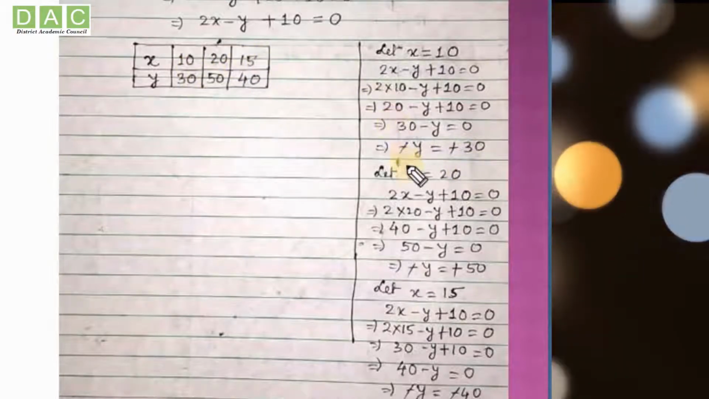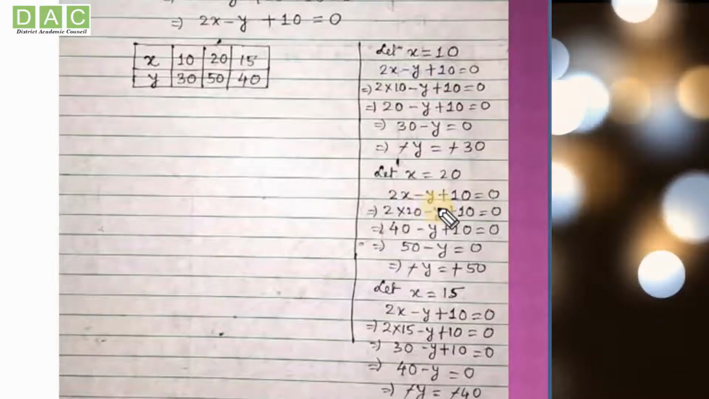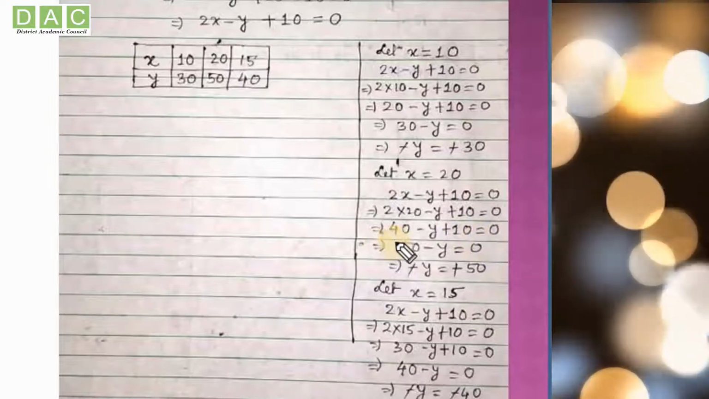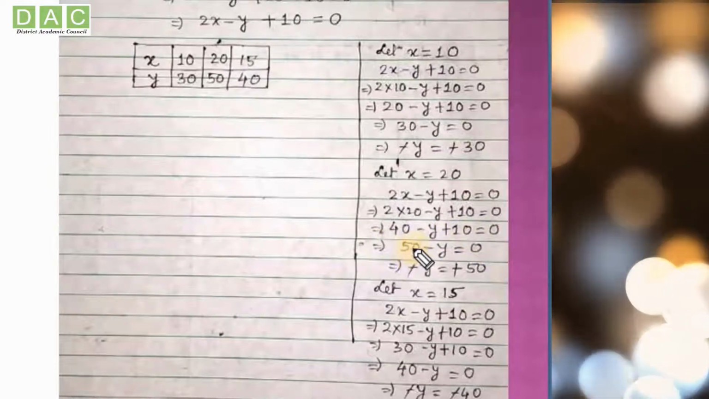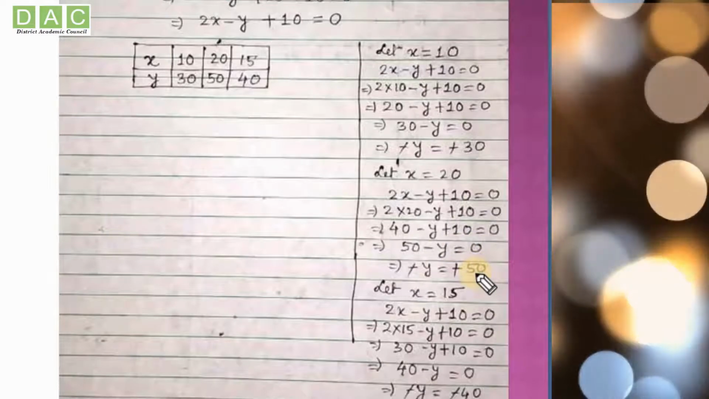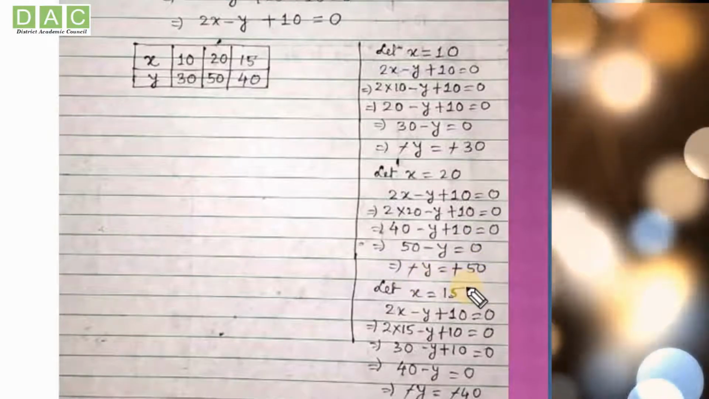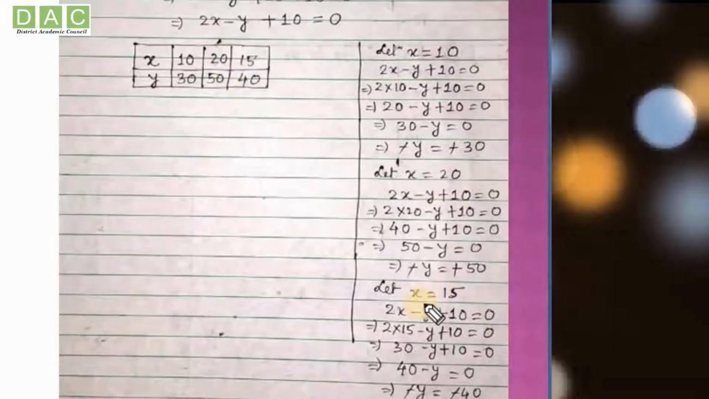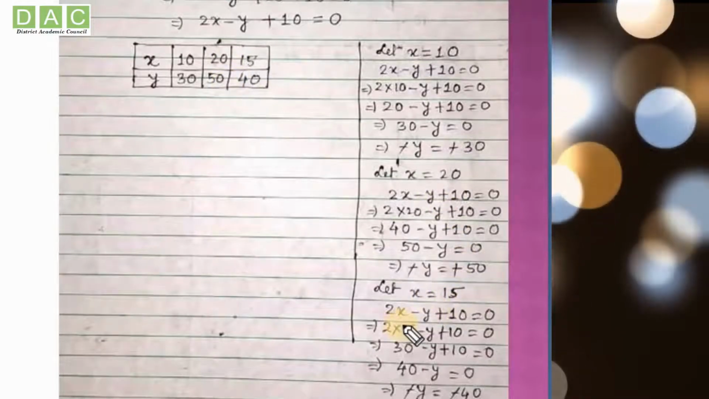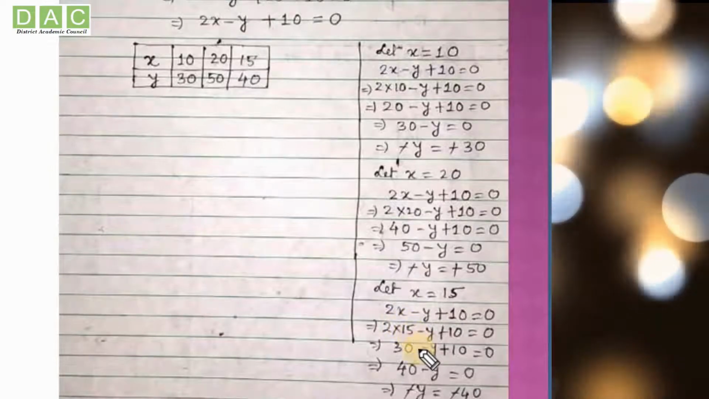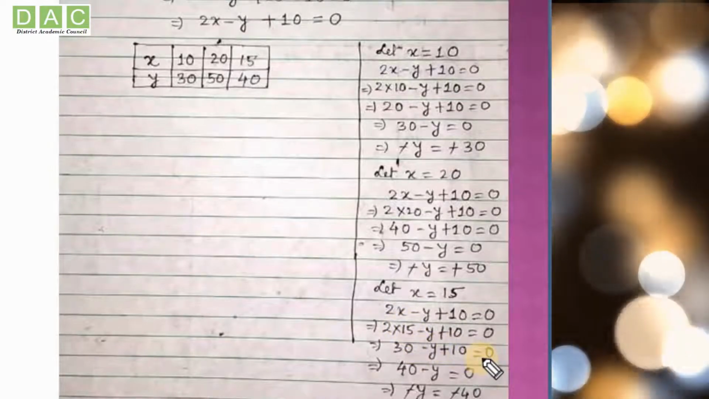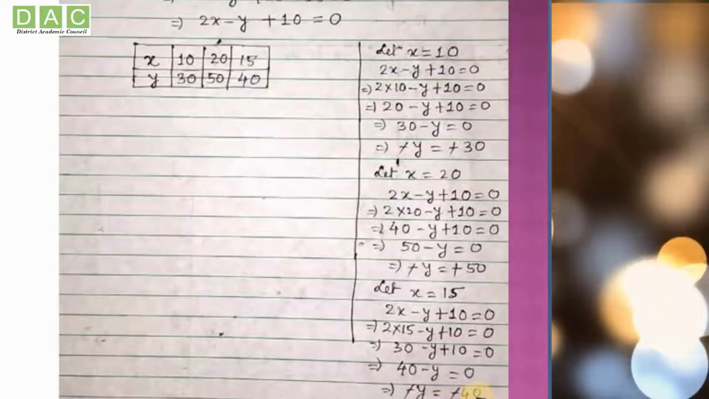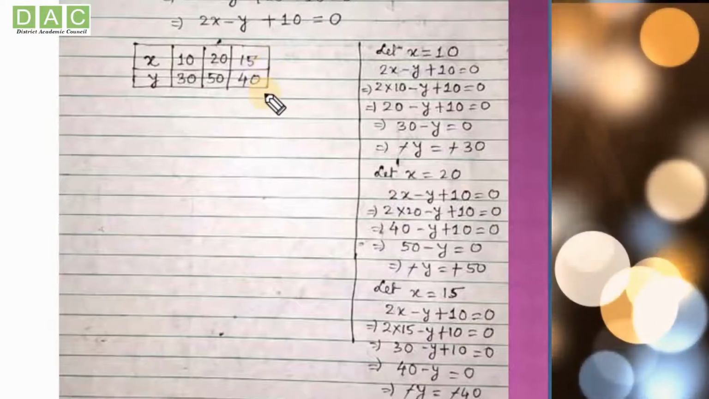So when x is 10, y is 30. Similarly, when x is 20, 2 into 20 is 40, minus y plus 10 equals 0. 40 plus 10, 50, and when it comes to this side it is minus, both sides minus cancel, y equals 50. So when x is 20, y is 50. Similarly, if x equals 15, in place of x I wrote 15, 2 fifteens are 30, 30 plus 10, 40. When 40 comes to this side, minus 40, both sides cancel, then y equals 40. When x is 15, y is 40.